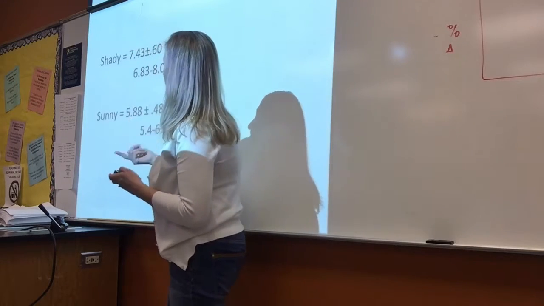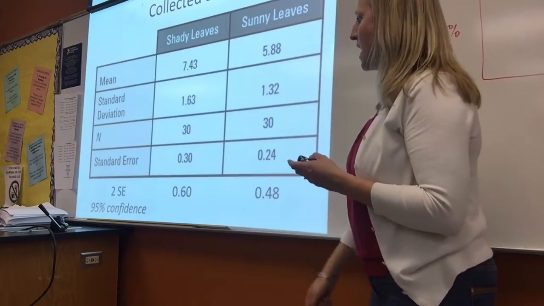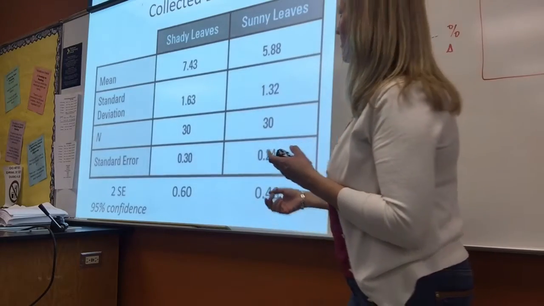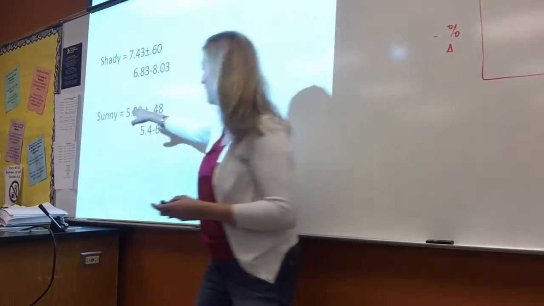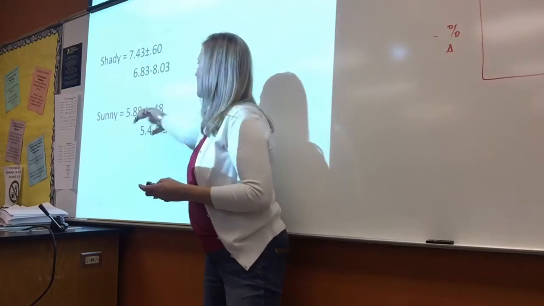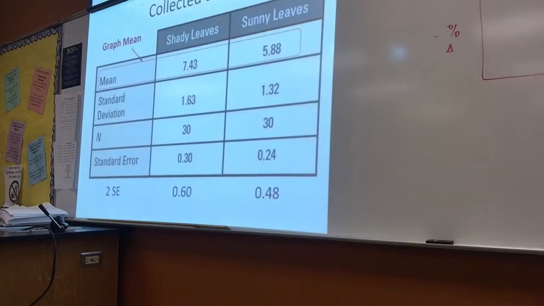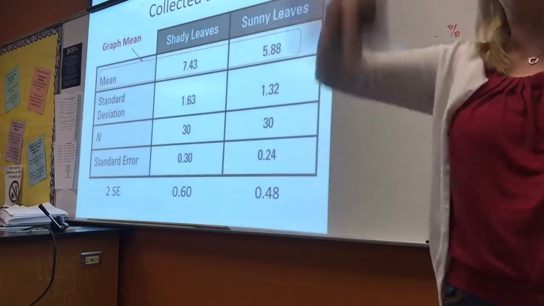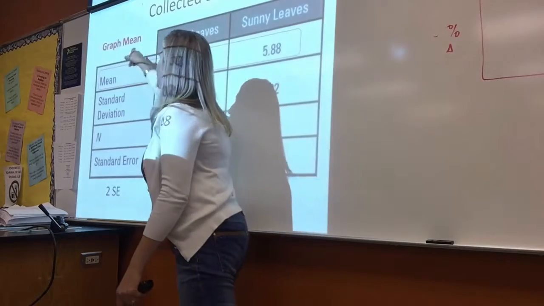And then the sunny had a different mean. It was 5.88 and a different standard error here. So it's 5.88 plus or minus 0.48. So 5.88 minus 0.48 is 5.40, and plus 0.48 is 6.36. So that's our range. Now what do we do with this? We want to compare them and use this data to see if there's a statistically significant difference between the two. The first thing you're going to do is take your mean and graph it.